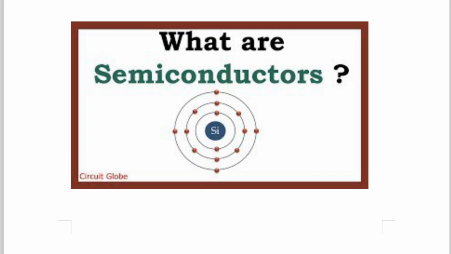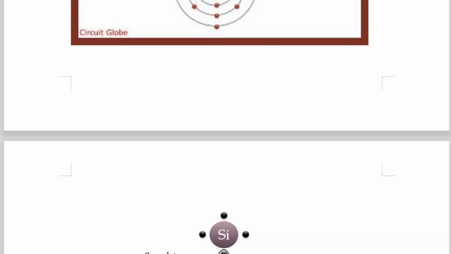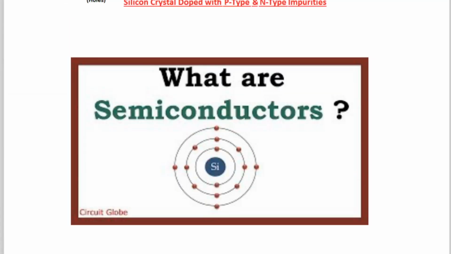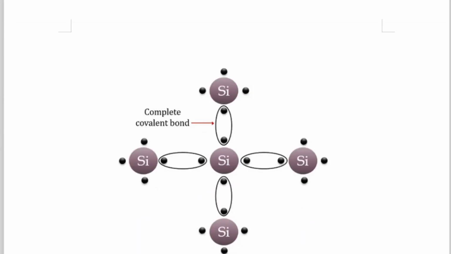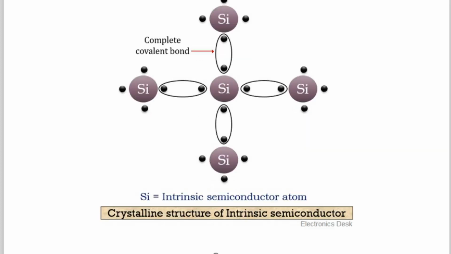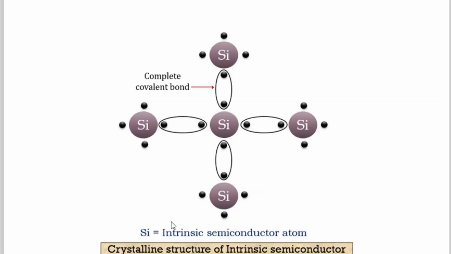So to increase the conductivity of this intrinsic semiconductor, an impurity is doped, either trivalent or pentavalent, into the pure semiconductor, and extrinsic semiconductor material is fabricated, and that we'll see slowly. So this diagram is the crystalline structure of intrinsic semiconductor. Intrinsic semiconductor means pure semiconductor, silicon. So it is a crystalline structure, given here.